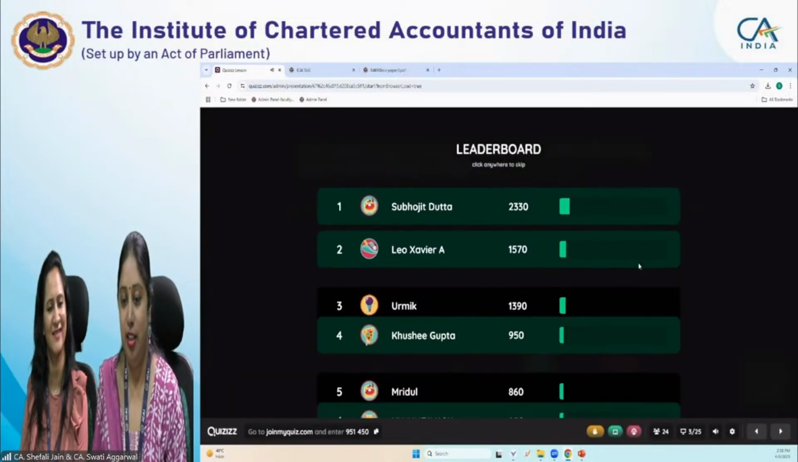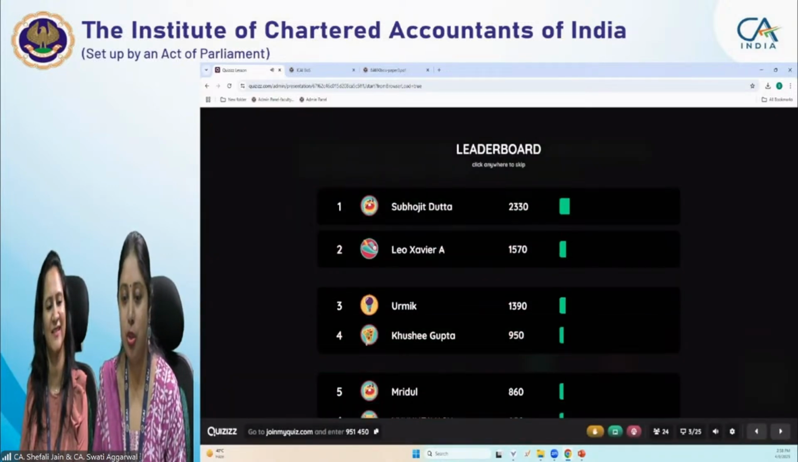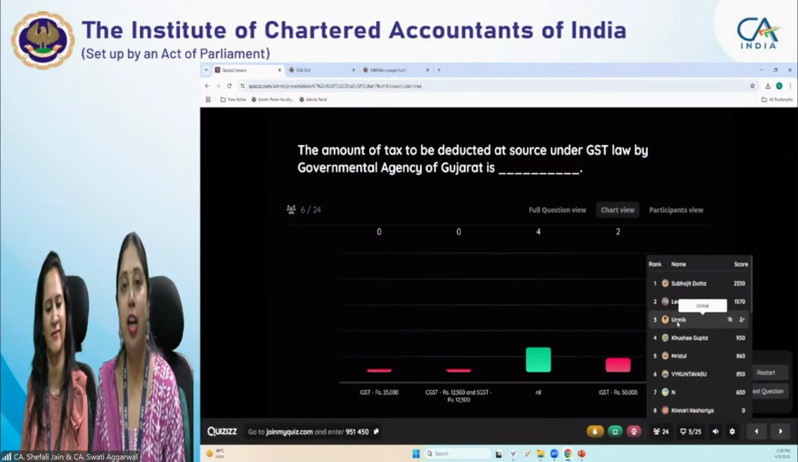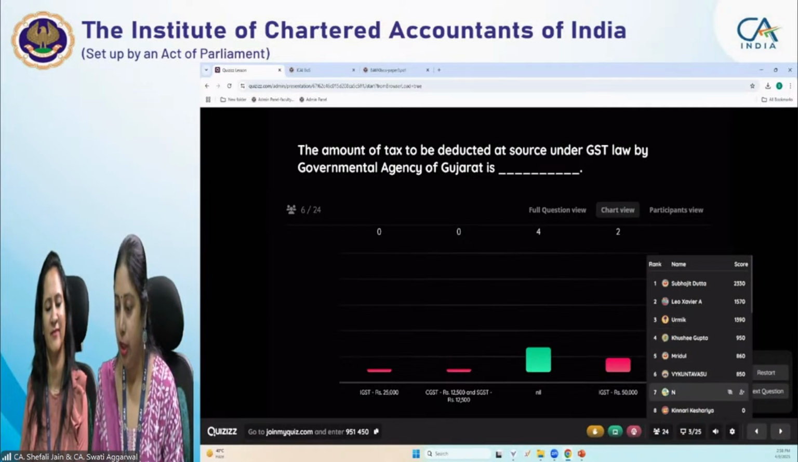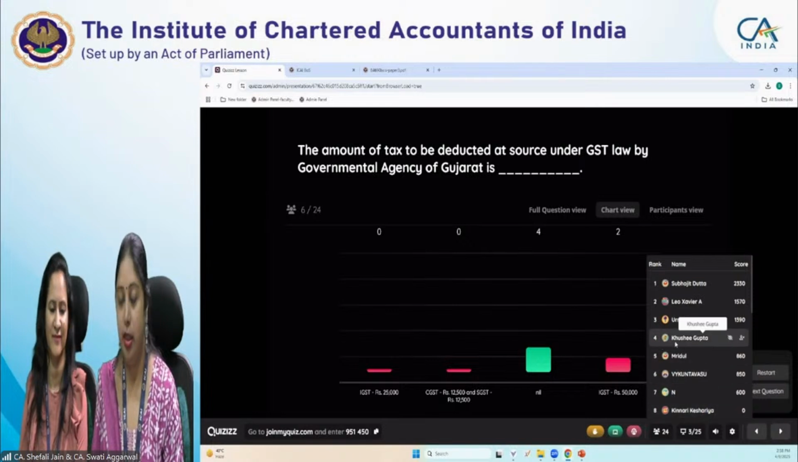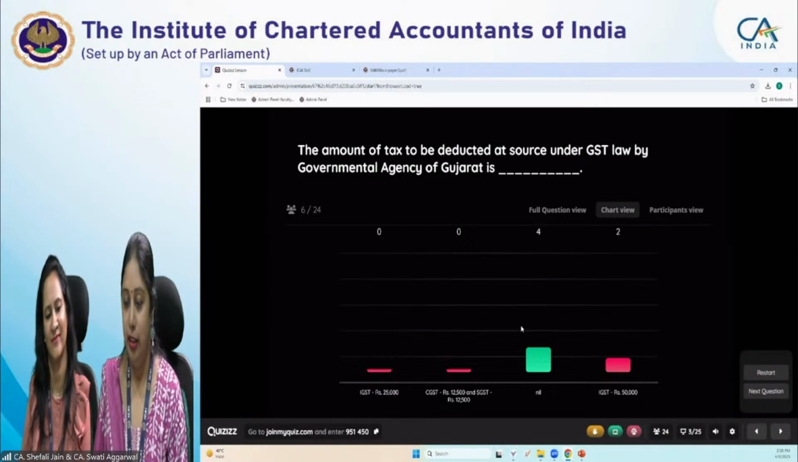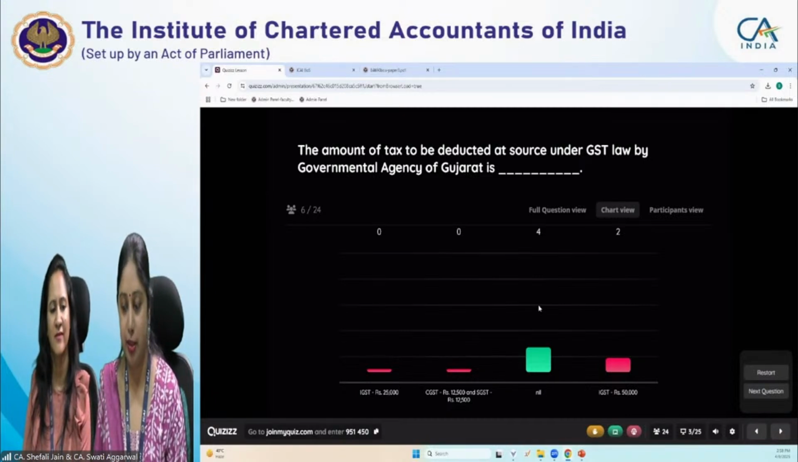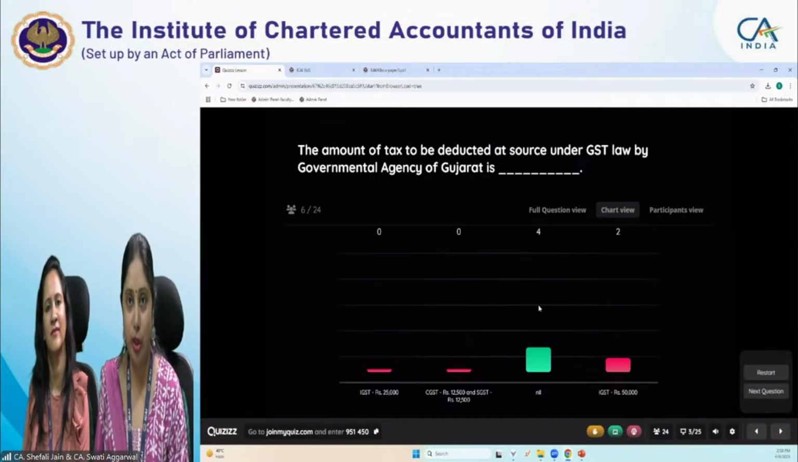Okay. And on the leaderboard, we have Shubhaji Datta on the top, then Leo Xavier. So Leo, you joined our quiz. Then we have Urmik, Khushi, Mridul, Kivanshu, and then N is there. So let us see how many students have answered this particular question correctly. 4 students have answered it correctly out of all the students who have joined.